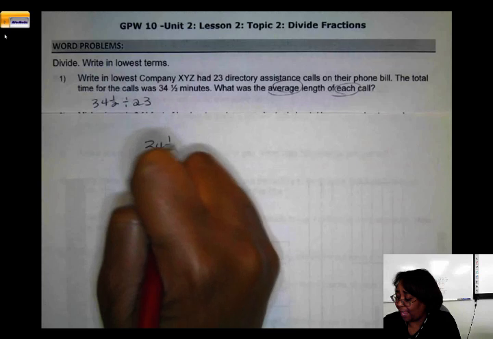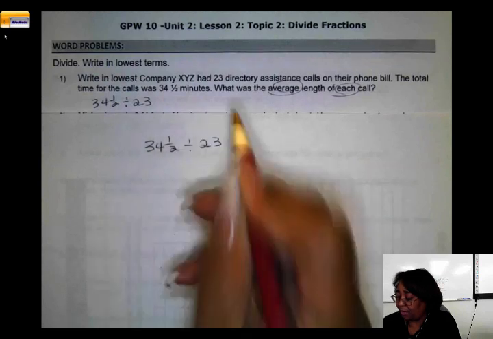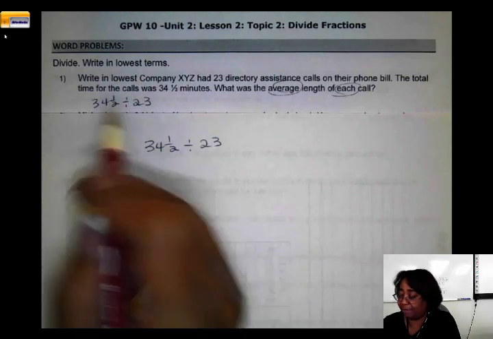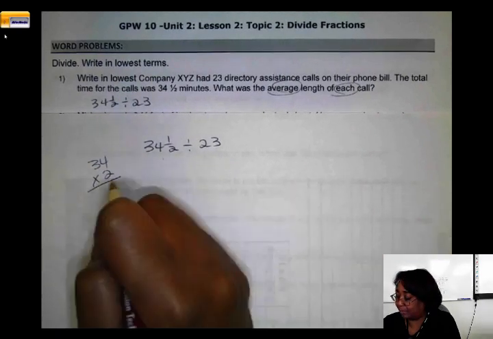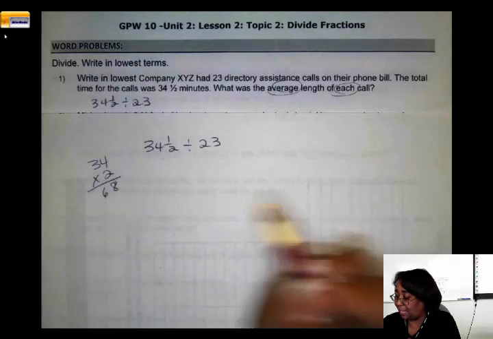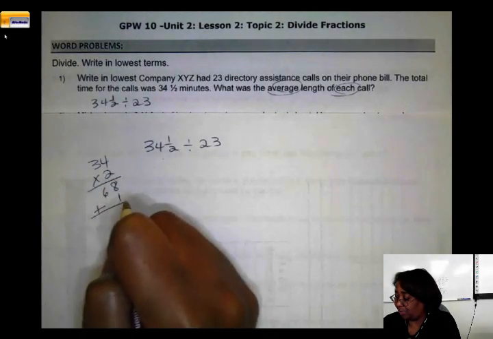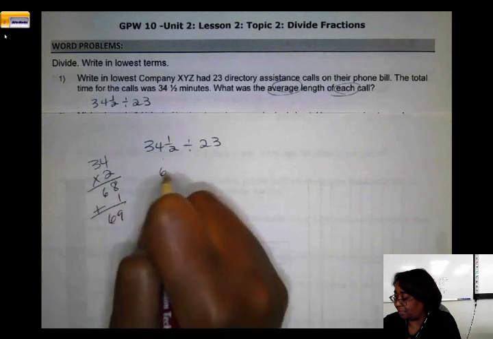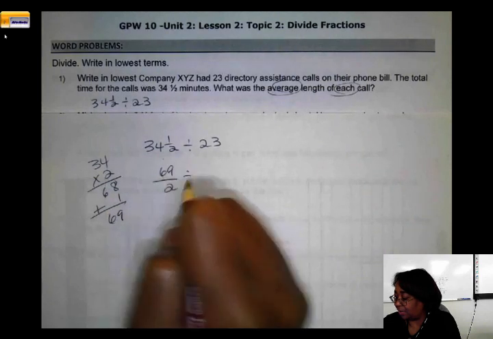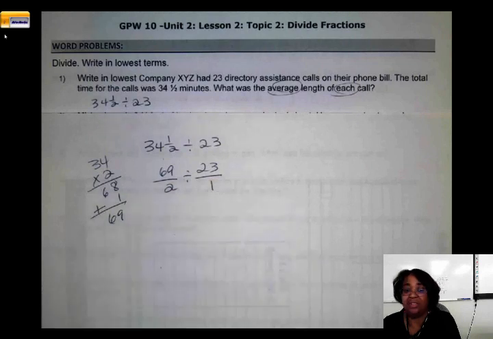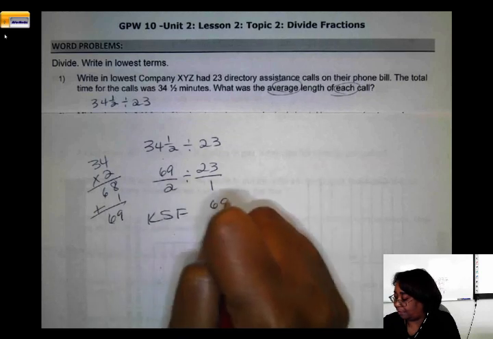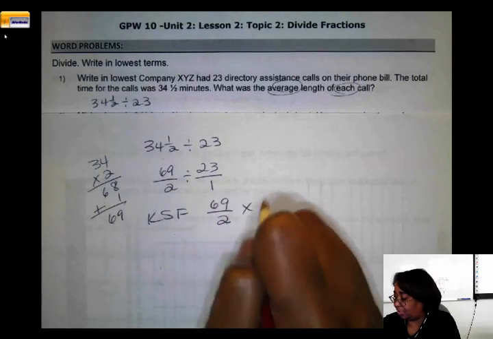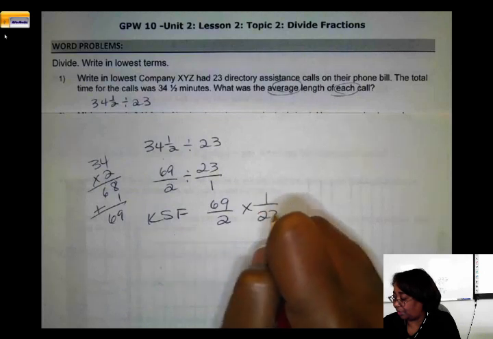34 and a half divided by 23, what's the improper fraction for 34 and a half? We're going to take 34 times 2, which is 68, and then we're going to add 1 to it, 69. So this becomes 69 over 2 divided by 23 over 1, because we still have to make the whole number improper as well. Keep, switch, and flip. Keep the first fraction and switch the operation and flip the second fraction over.